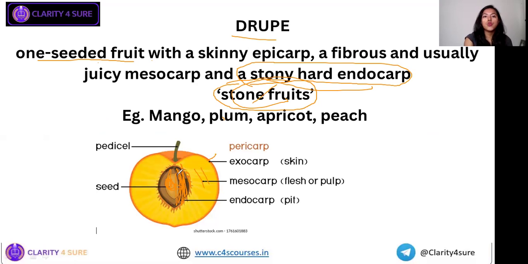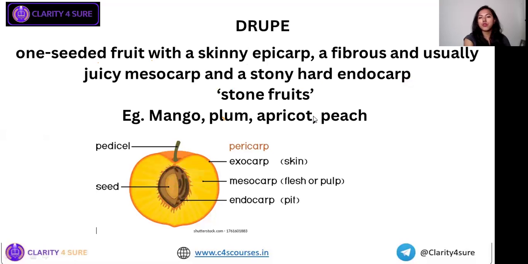Okay, so here you need to remember the examples again. Very important, because there have been questions regarding the type of fruit. So what are the examples of drupe? The examples of drupe are your mango, plum, apricot, and peach. Drupe is a simple fruit, a one-seeded fruit. Why? Because it is developed from one ovary, isn't it? One ovary of a single flower.